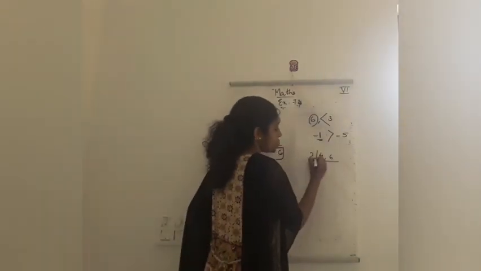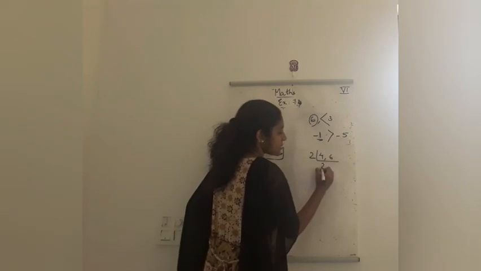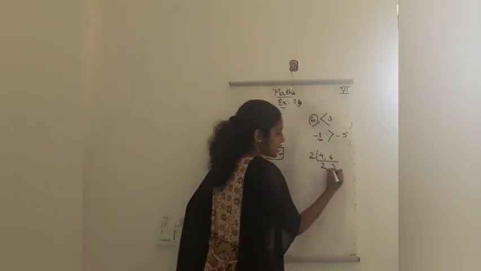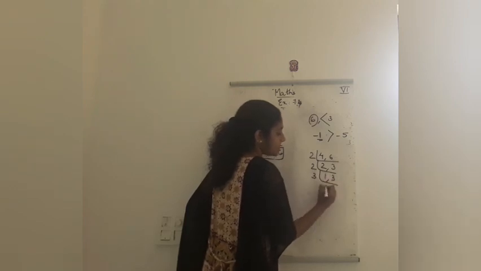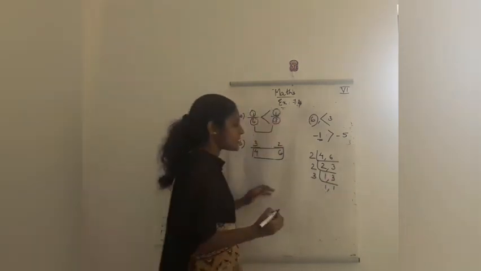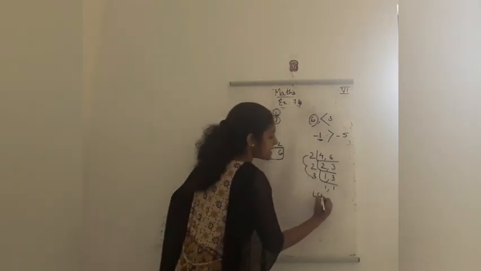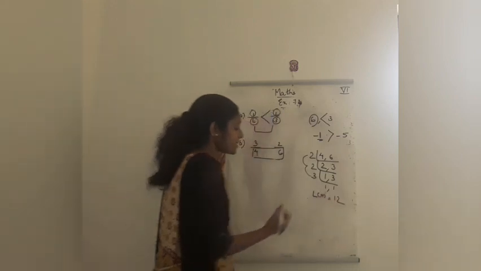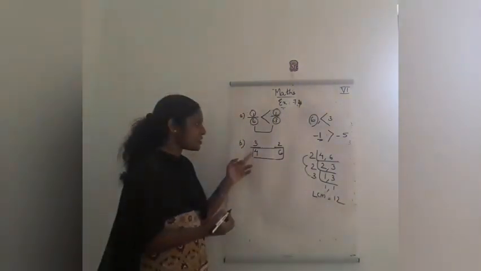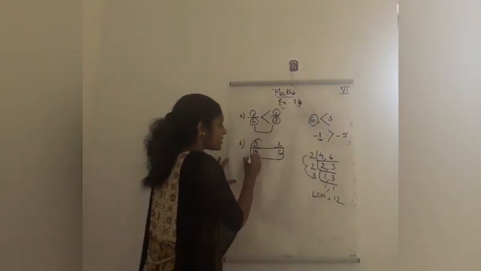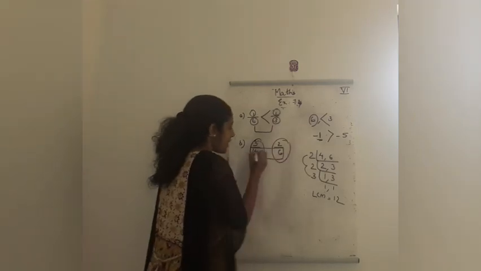4 and 6. Let us look at the table of 2. 2 2s are 4 and 2 into 3 is 6. Again divisible by 2. 2 1s are 2, 3. Again divisible by 3. 1, 1. So what is the LCM? 3 into 2 is 6, 6 into 2 is 12. So the LCM is 12. Now we have the LCM 12.